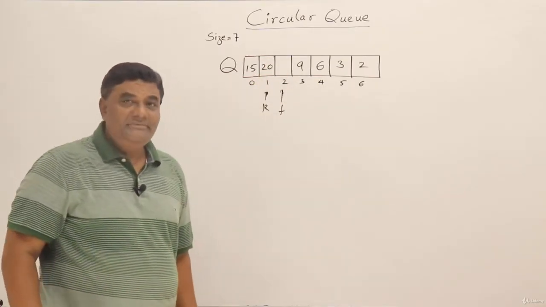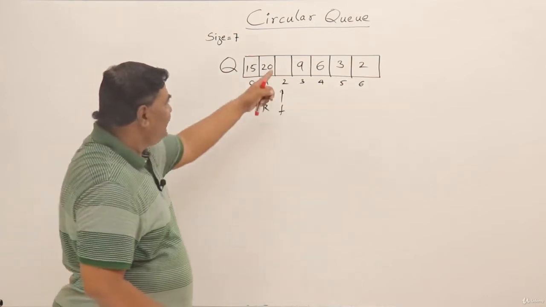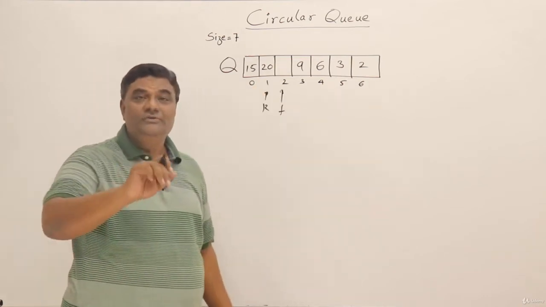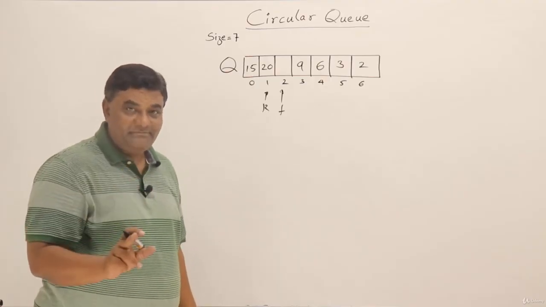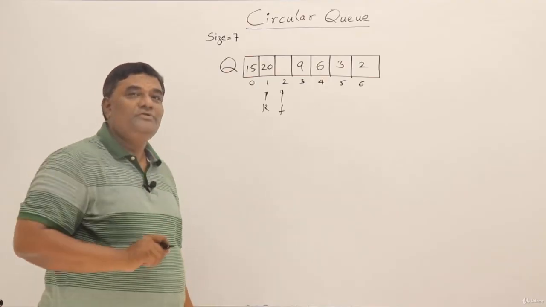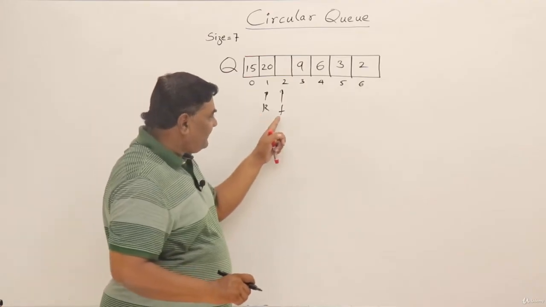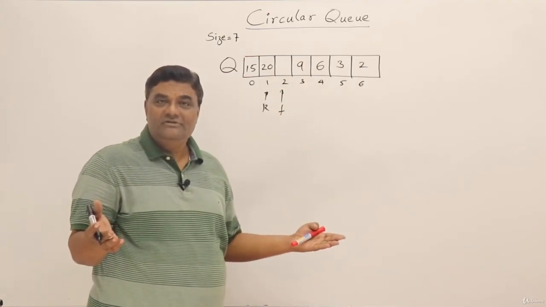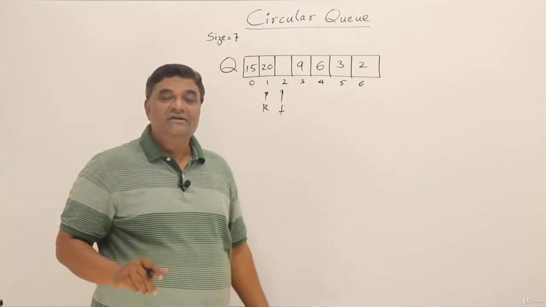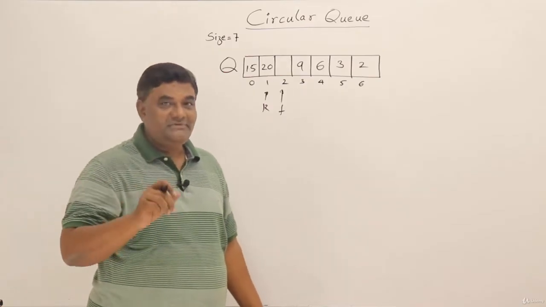Can I insert one more element? No. There is a free space. Can't I use it? Don't use that space. Wherever front is pointing, that space must be left empty. What happens if I want to use that space? If you bring rear there, then rear and front both are equal. Equal means we know the condition. When they are at same place, queue is empty.